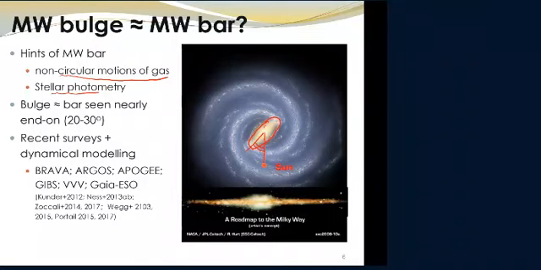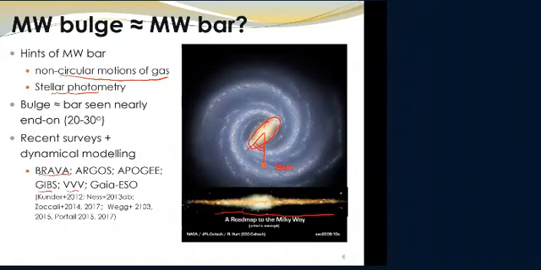This is our COBE image, and the top-down face-on view is only an artistic impression. It's beautiful, but it's not real. It's just an impression based on scientific data. Our current understanding has been built up from recent surveys and dynamical modeling. Just to name a few, there is the BRAVA survey and the ARGOS survey. There are more radial velocity surveys, and more recently the GIBS survey, the VVV survey, and the Gaia-ESO survey.